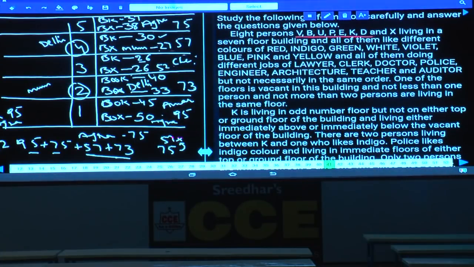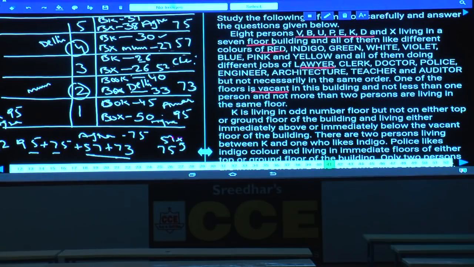8 persons living in a 7-floor building. That means in one of the floors at least more than one person is living, and all of them like different colors and do different jobs, but one of the floors is vacant. Among these 7 floors one is vacant, which means only 6 floors are occupied. Among these 6 floors there are 8 persons living, isn't it?